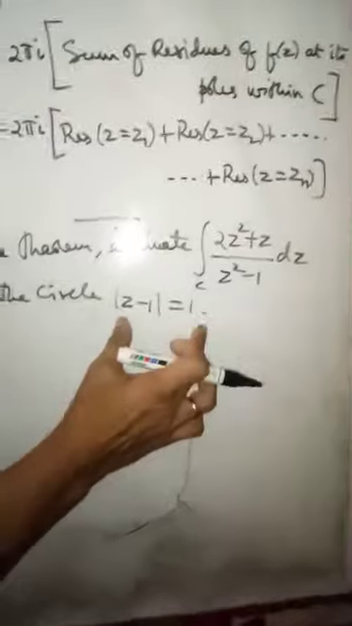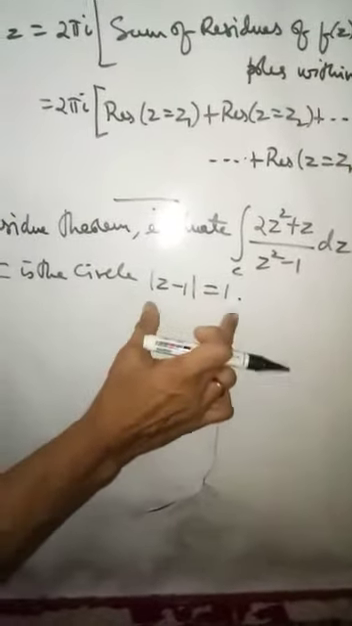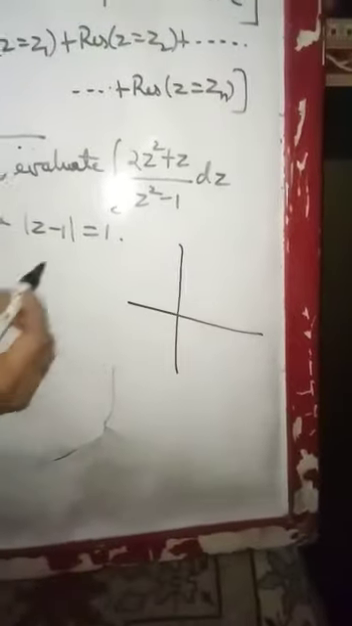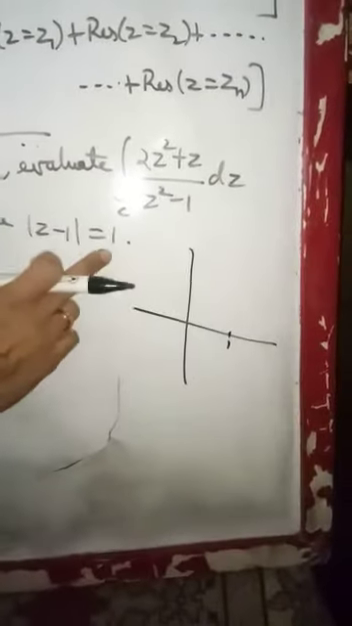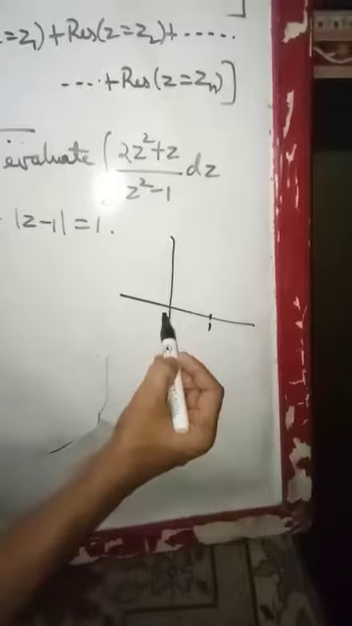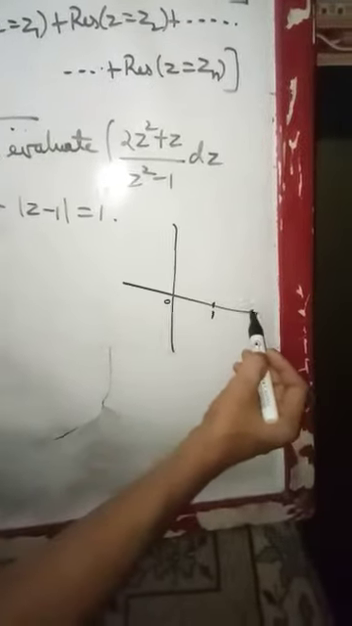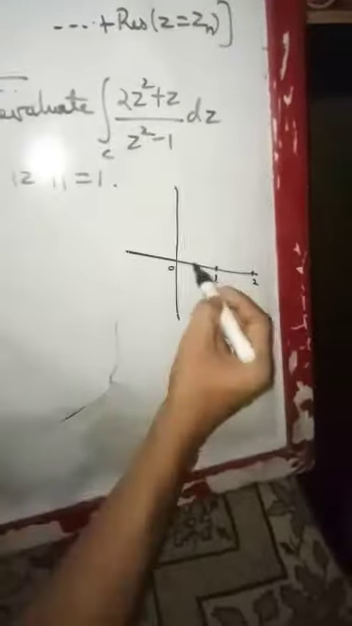Now first you draw the circle. First you draw one rough figure for the given circle. So what is center here? Center is 1. 1 will be, say, somewhere here. Okay. The radius is 1. So from this center, if you take radius 1, it will touch at origin. And this side it will touch at 2. Okay. You draw one rough figure.